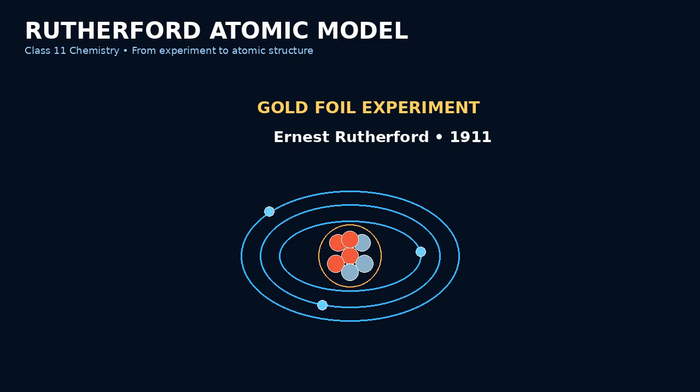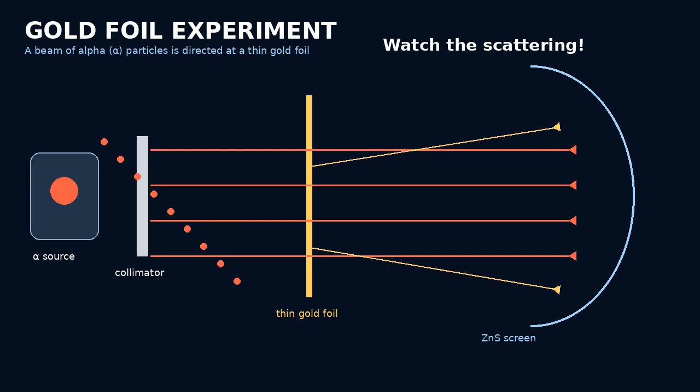In 1911, Ernest Rutherford proposed a new model of the atom based on his famous alpha particle scattering experiment, the gold foil experiment. In this experiment, Rutherford directed a beam of alpha particles towards a very thin sheet of gold foil. A fluorescent screen was placed around the gold foil to detect the paths of the alpha particles after they interacted with the foil. Now, let's see what Rutherford observed.